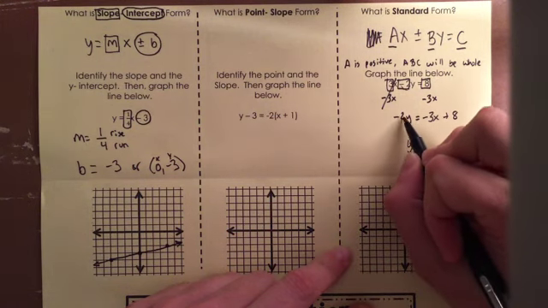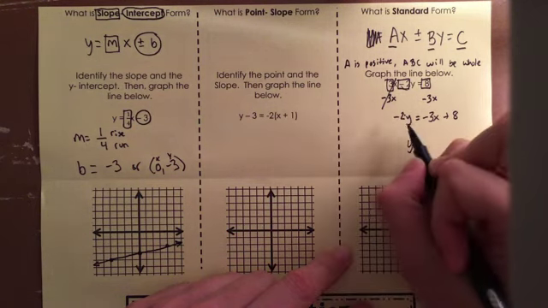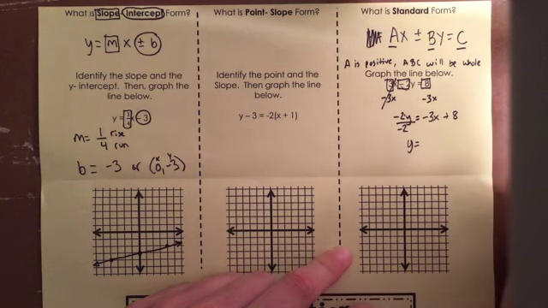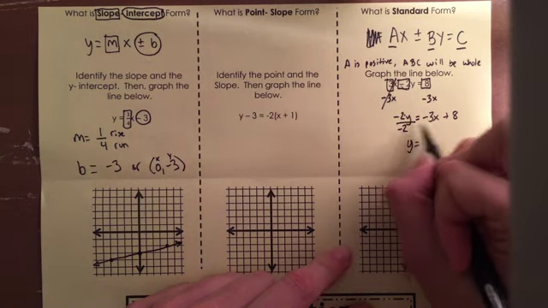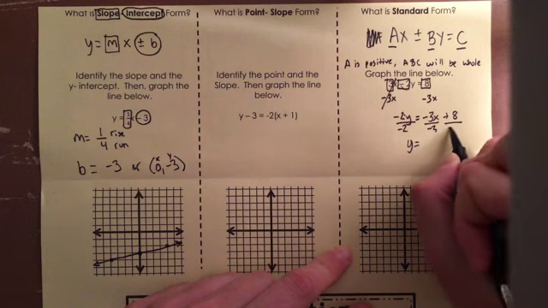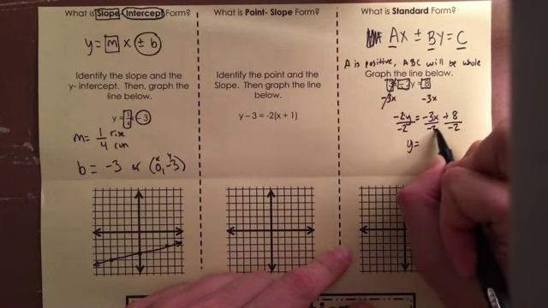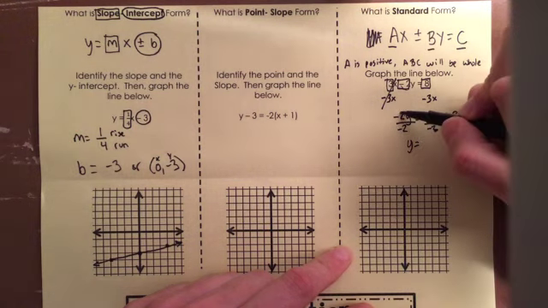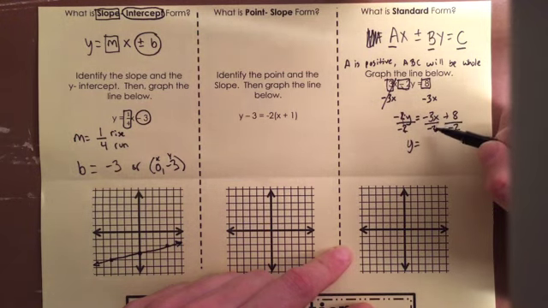So if I have negative 2 times y, I'm just going to divide by negative 2. And then anything I do to one side, I'm going to do to each of the pieces on the right. So divide by negative 2, divide by negative 2. Sorry, that looks ugly. So that's going to cancel. Negative 3 divided by negative 2. Those negatives will cancel out.